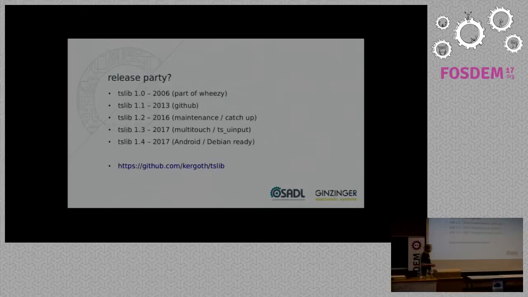I want to add that my employer, Kinzinger Electronic Systems, is a member of the OSADL organization. We support free software that way. But of course, everything I do is on GitHub. And actually, everything I think about this project is on GitHub.